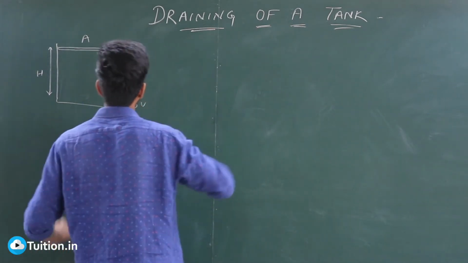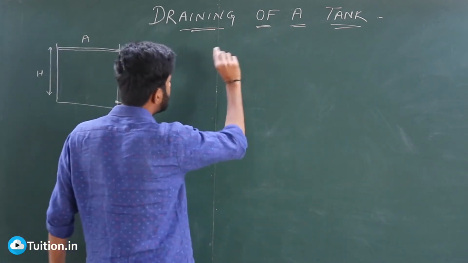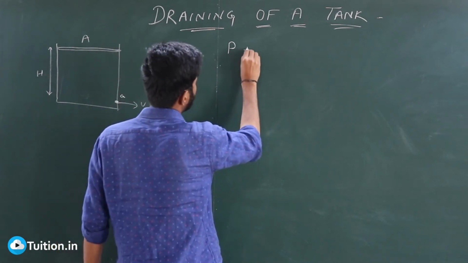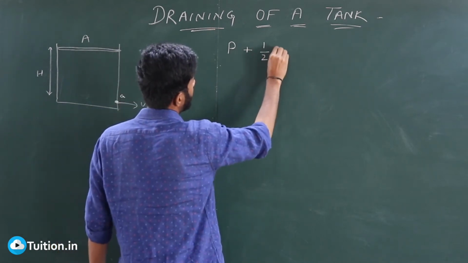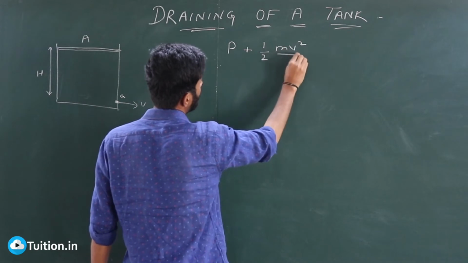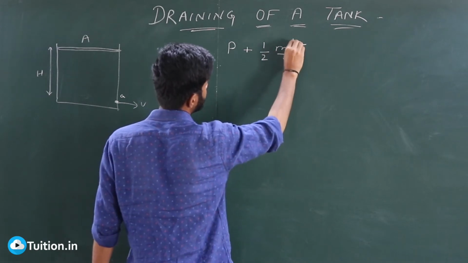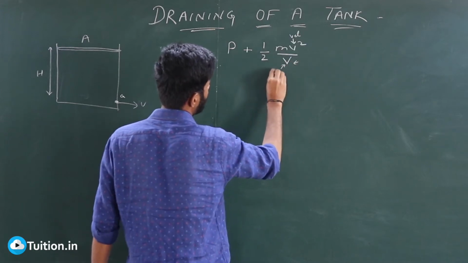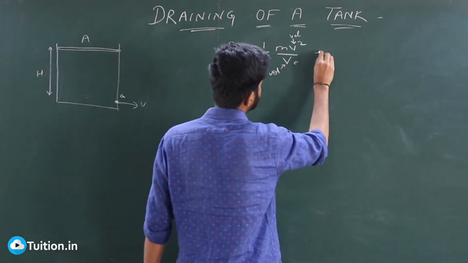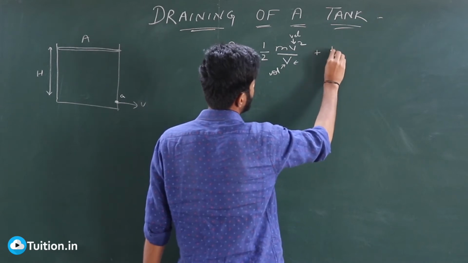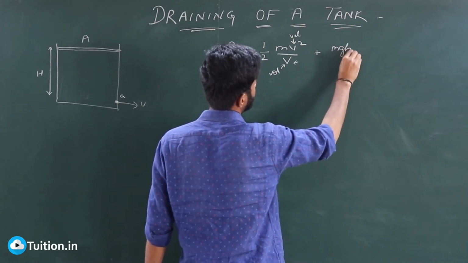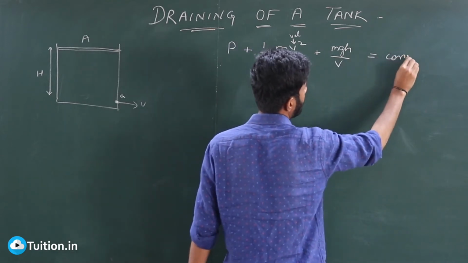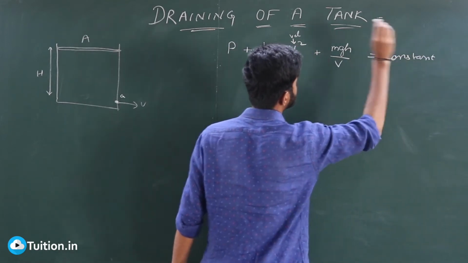First of all, Bernoulli's equation goes like this. You have a term for pressure energy P plus half m v square divided by volume of the liquid. Remember, this is velocity and this is volume. Plus m g h divided by V is equal to constant. This is what your Bernoulli's equation is.